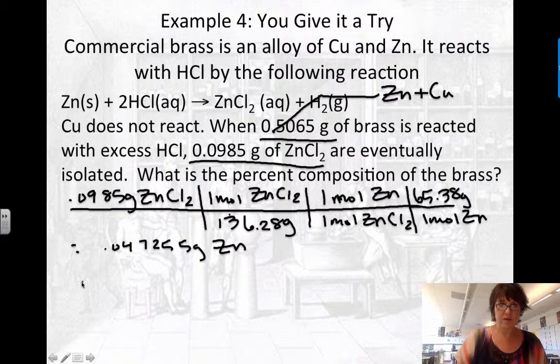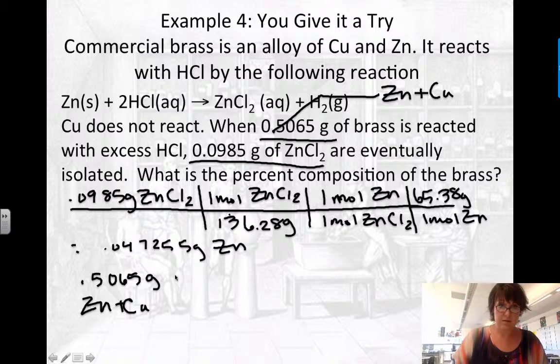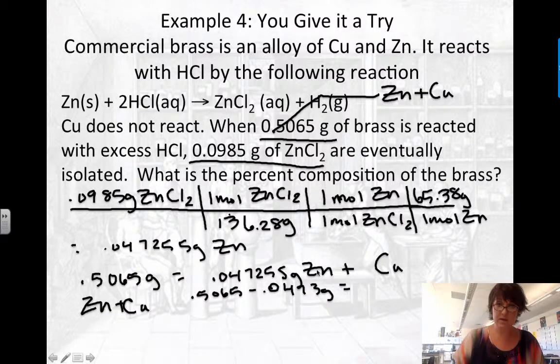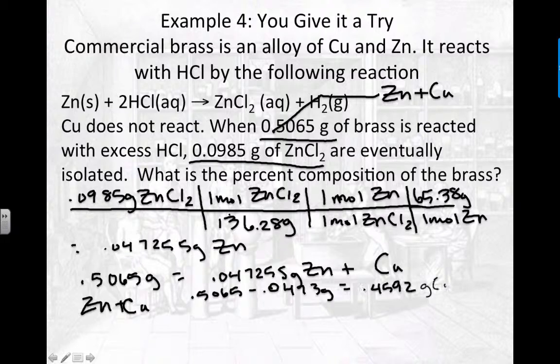And we had 0.5065 grams of brass, which is zinc and copper together. So that's going to be 0.047255 grams of zinc plus some unknown grams of copper. So we're going to subtract these to get our grams of copper. And I got in my calculator 0.4592 grams of copper. Most of that brass was from copper, wasn't it?